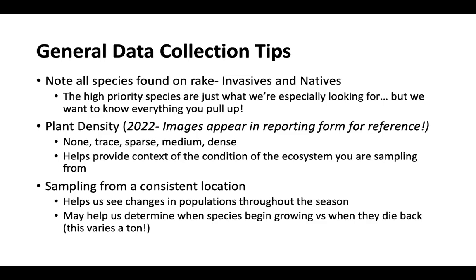Plant density is important for the rakes because it helps provide context to us about what condition the ecosystem is that you're sampling from. And then also we do ask that you just try to sample from a consistent location throughout the season. And this is mainly because if we collect enough data over enough years, we could maybe see some changes in populations caused by seasonality. So it could help us determine what species are growing where and when, and maybe when they start dying back, because this varies a ton. It can vary year to year if we have a dry season or a wet season, or lake to lake even.